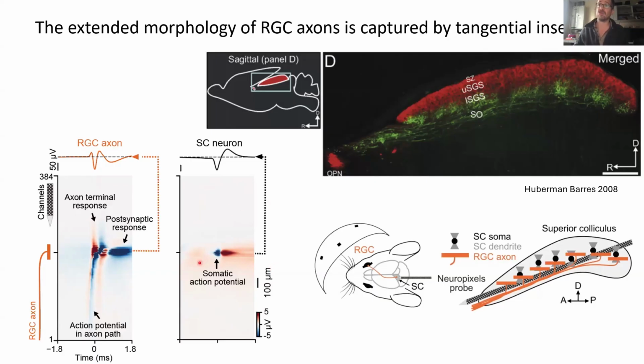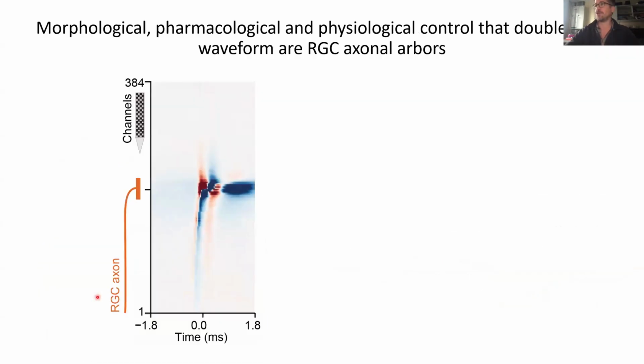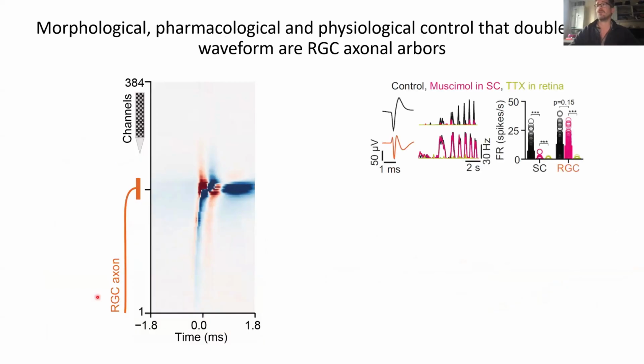By opposition, in contrast, you can see here the same kind of representation for a normal superior colliculus neuron with a classical depolarization followed by hyperpolarization. And so in order to sustain our claim that these double peak waveforms are made of axonal terminal responses, postsynaptic responses, and the axonal projection, which we believe the Neuropixels Ultra can capture, we went through several lines of control, the first of it being pharmacological confirmation.